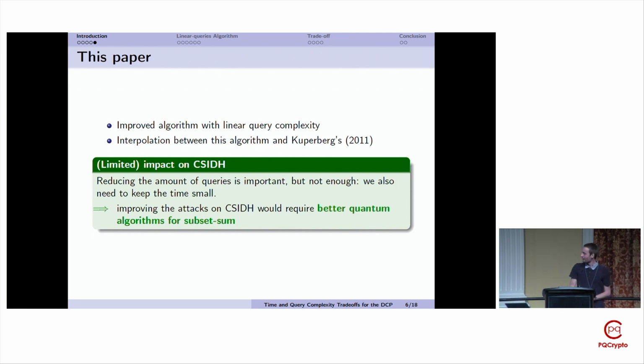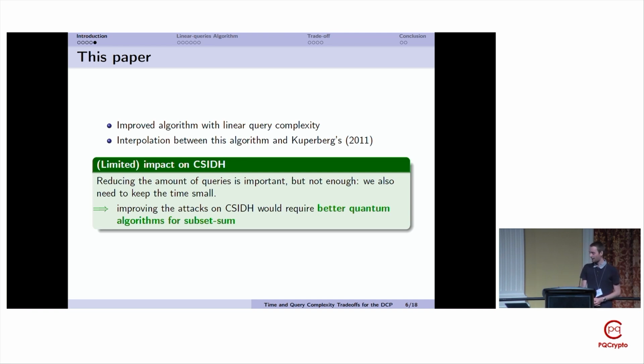So in this paper, we presented an algorithm with linear query complexity, which is improved in time with respect to Ettinger-Hoyer. And we showed that you can interpolate between this algorithm and Cooper-Beck's algorithm from 2011 in a natural way that I will just quickly present.